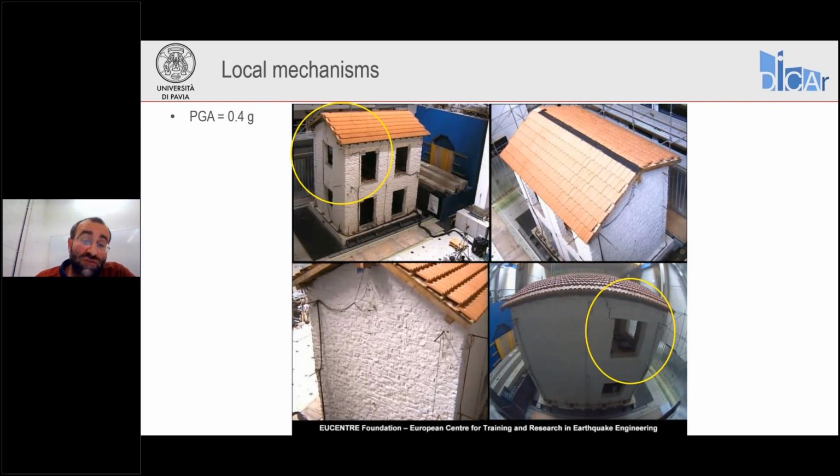This building was not retrofitted in any way. There were no restraints to that facade, and you can see that a mechanism of this type developed at a level of PGA equal to 0.4 G using the 1979 Montenegro earthquake.